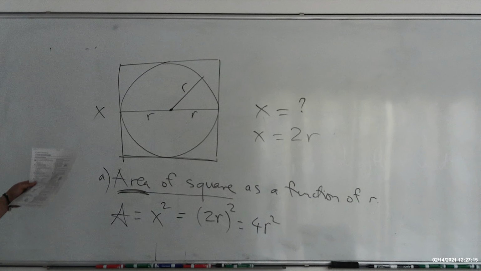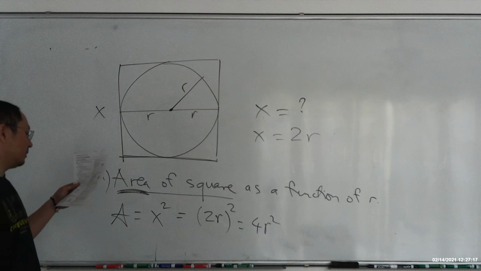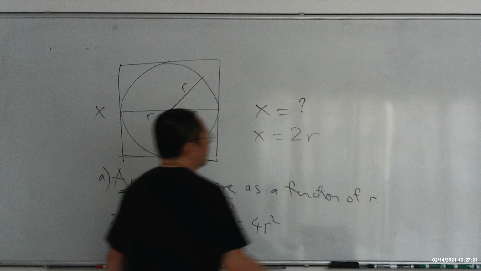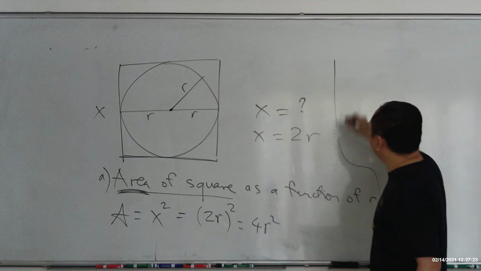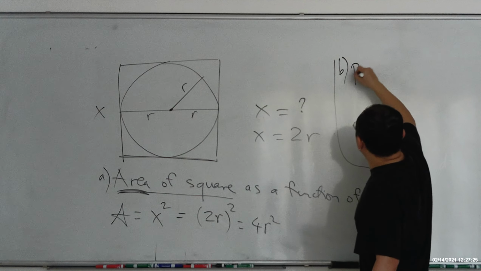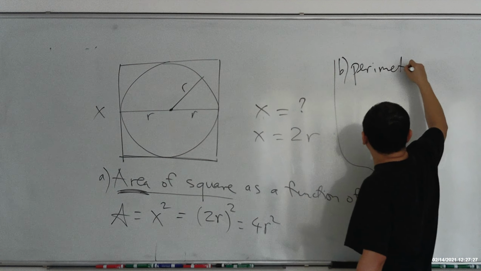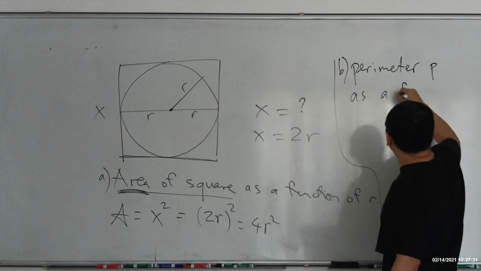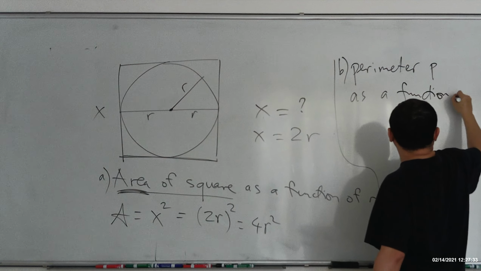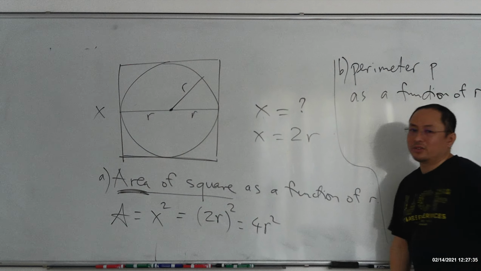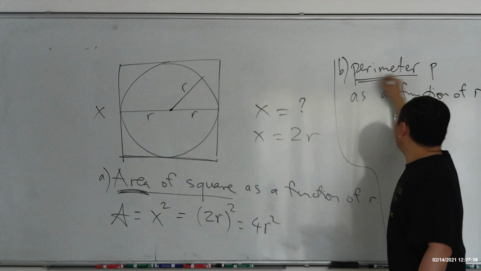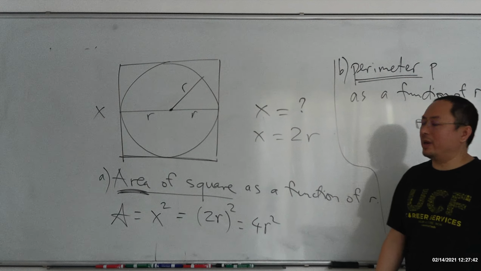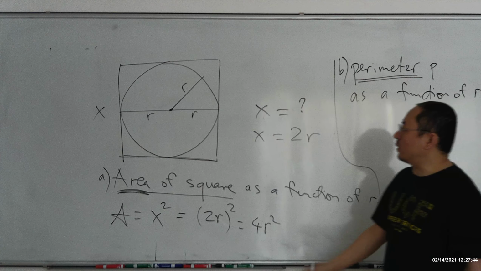Question B, express the perimeter P of the square as a function of r. So question B, instead of area, now we talk about perimeter. P as a function of r. Okay? So you ask yourself, keyword, perimeter. And what is a perimeter? How do I find a perimeter of a square?